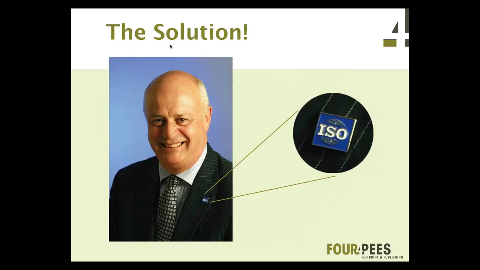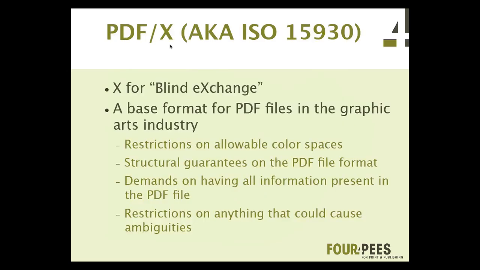So what does? Well, this nice gentleman will. This is the Secretary General, if I remember the title correctly, of the ISO. And what the ISO did was take some of the standardization work that was done around PDF, and they built a PDFX standard out of that. And the official name is ISO 15930. And it's known as PDFX, and the X stands for blind exchange.